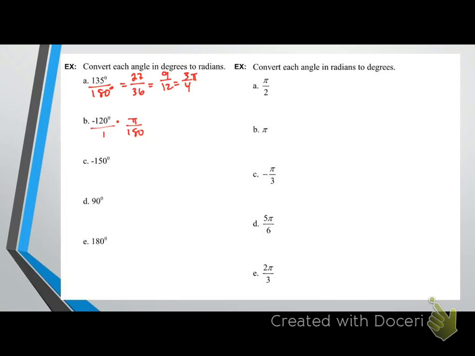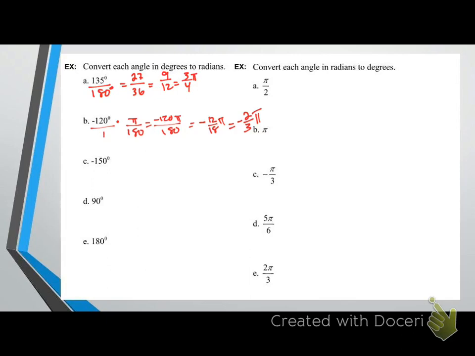But make this a fraction, multiply straight across, and then simplify your negative 120 over 180. So it becomes negative, 10 will go into both of those, so you get 12 over 18. And then 6 will go into both of those, you get negative 2/3 pi. That's another way to do it.